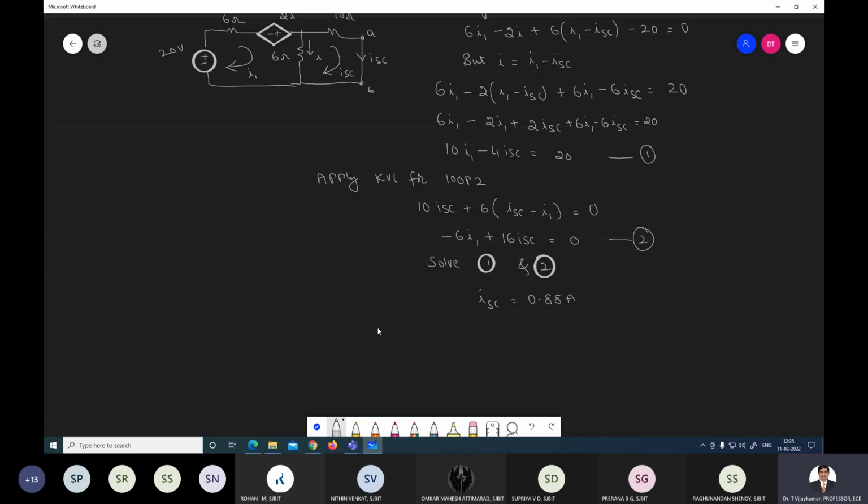So what is the Thevenin resistance? Thevenin resistance is given by the open circuit voltage divided by the short circuit current. So the open circuit voltage is 12 and the short circuit current is 0.88. That gives you 13.636, about 13.63 ohm. This is the answer. So you have to calculate the Thevenin resistance and the Thevenin voltage using this procedure when the circuit is connected with dependent sources and independent sources and also a resistor.